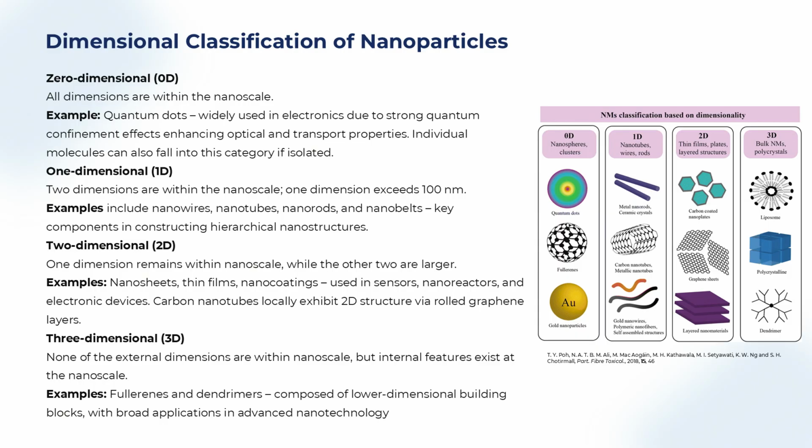And last but not least, the three-dimensional nanoparticles are those where none of the external dimensions are within the nanoscale, but the internal features exist at the nanoscale. The examples can be fullerenes and dendrimers. They are composed of lower dimensional building blocks with broad applications in advanced nanotechnology.